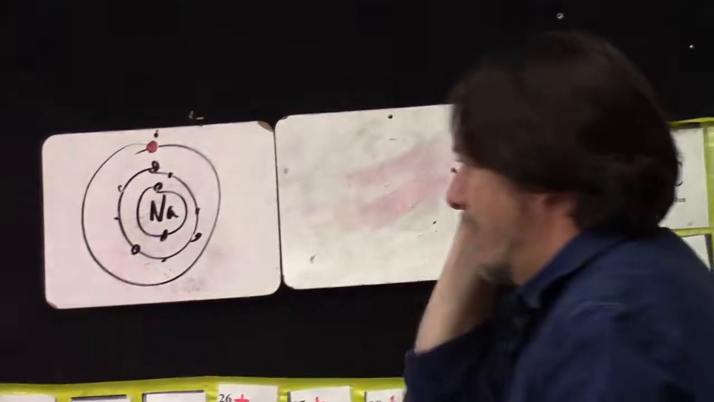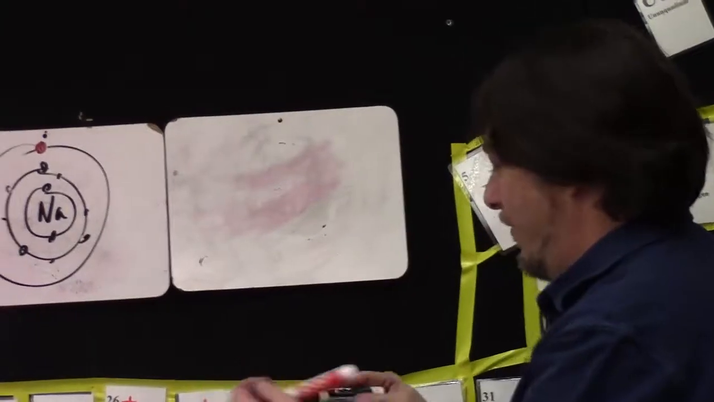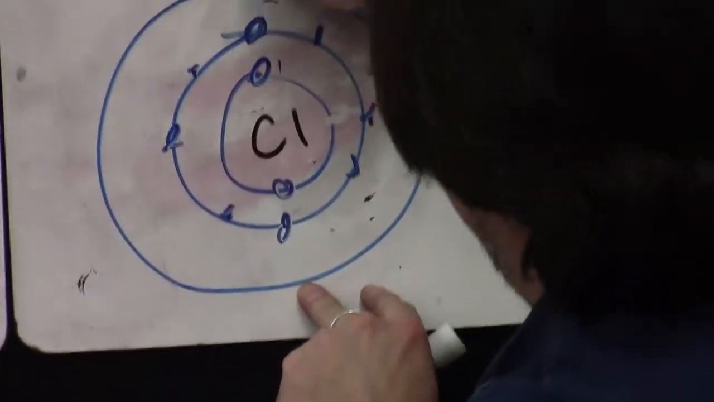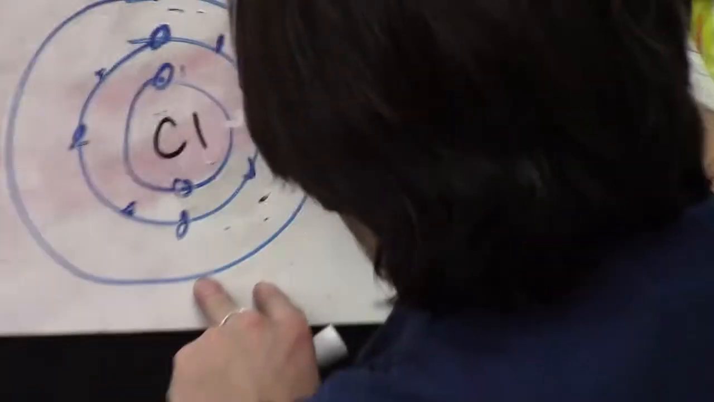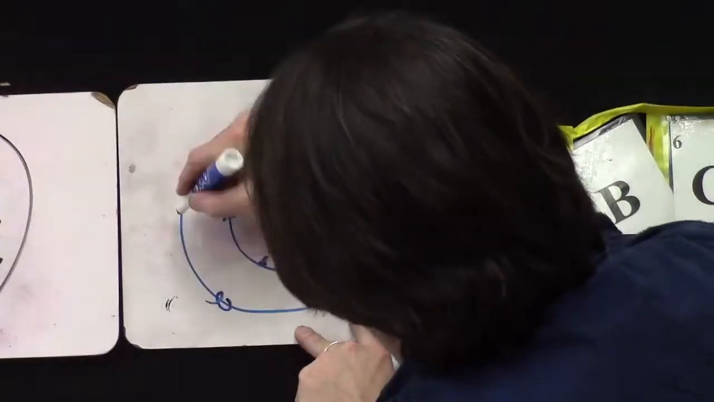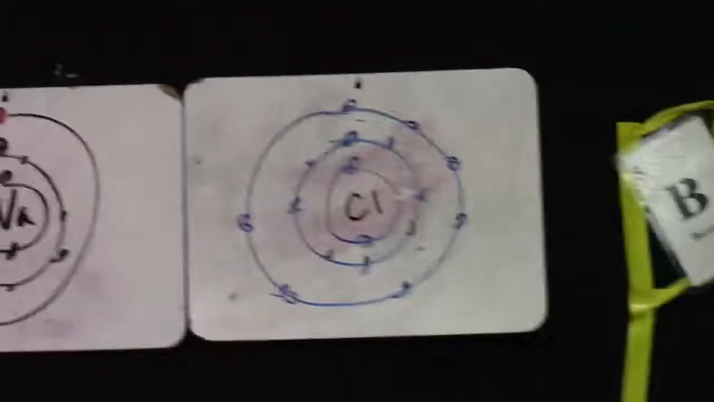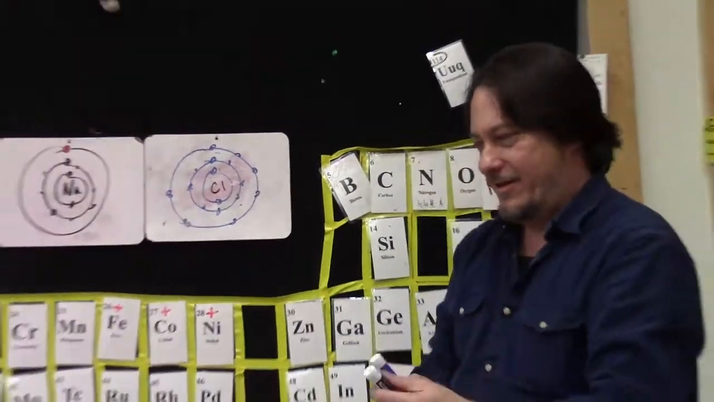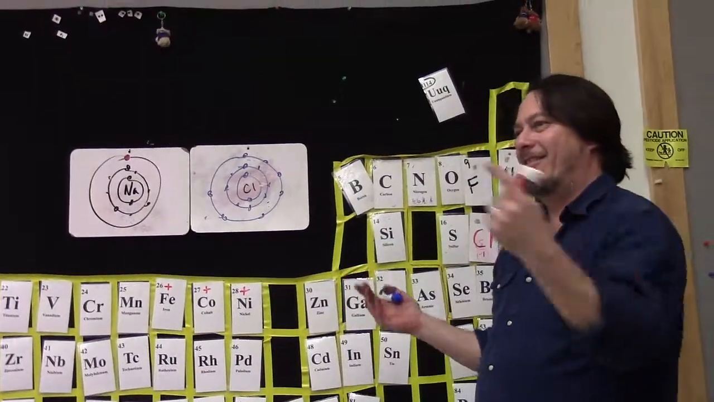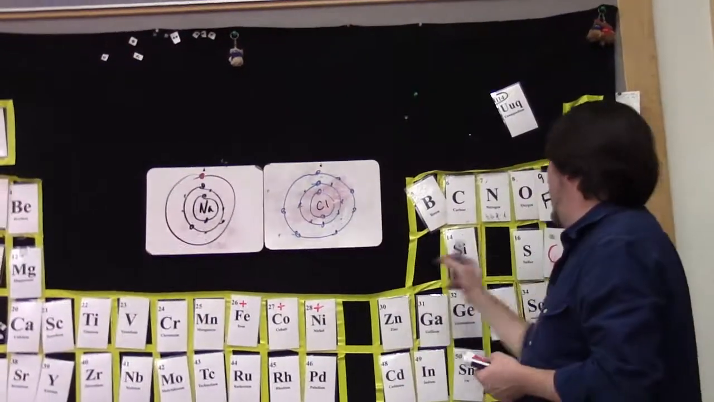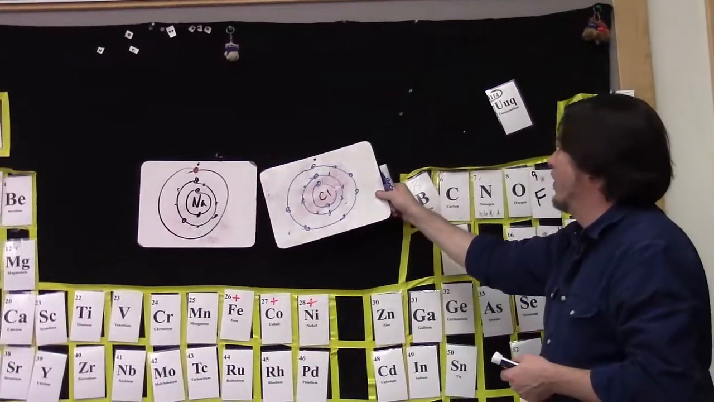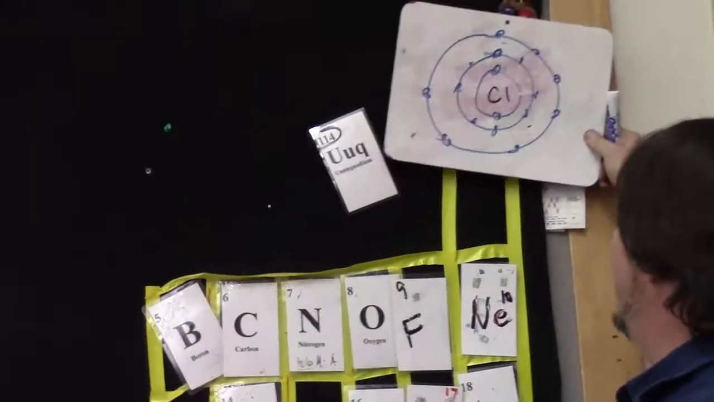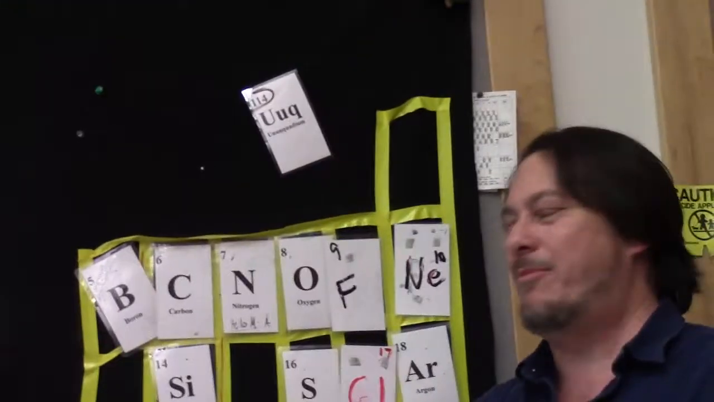We'll do that one in red. And we've got chlorine over here. Here is chlorine's 1, 2, 3, 4, 5, 6, 7 electrons. All right, so here's the question. What would make chlorine happy? One more electron, right? Because if it had one more, it would move from being like chlorine to being like argon, which is stable and happy.